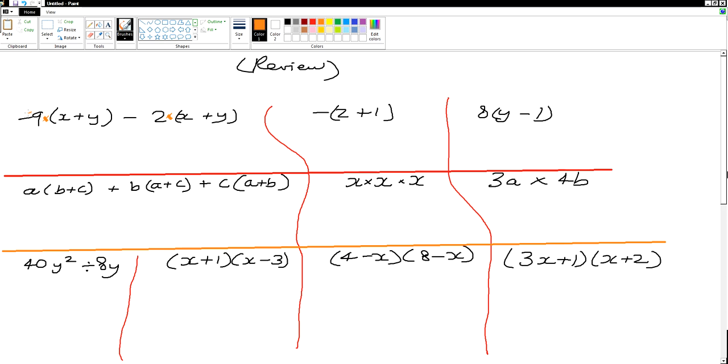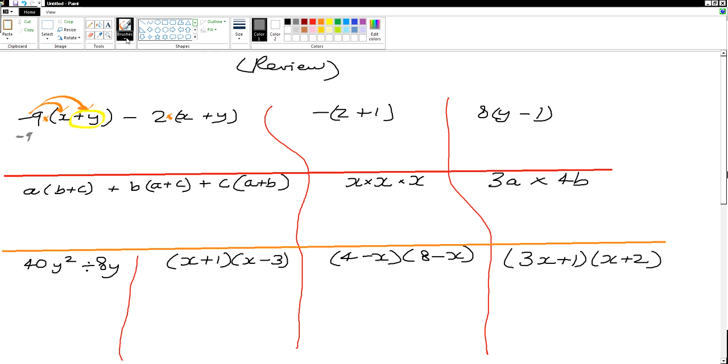Right. We have -9, then we have to multiply it by the x, and -9 multiplied by the plus y. Remember here, the plus belongs to the y. So let's write down what we have now underneath it. Let's write down -9.